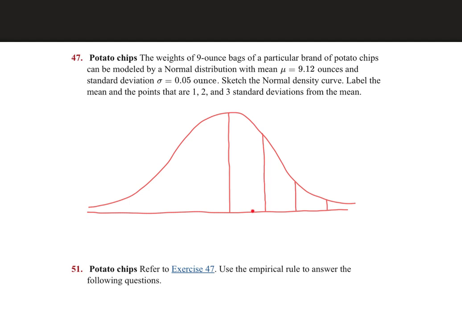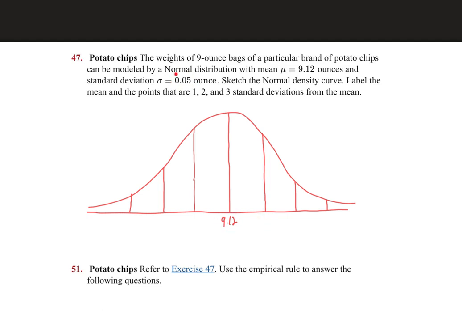Okay, same thing, whatever this distance is, we'll go the same distance in the other direction. So maybe right there somewhere. Okay, the next one, maybe right there. And then right there, let's say. Okay, so the middle value is the mean, 9.12. And then this will be 1 standard deviation more than the mean.